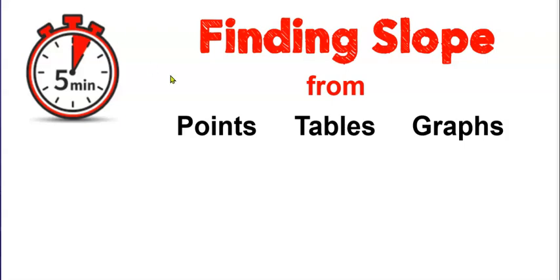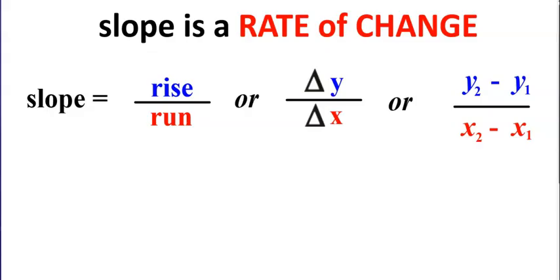Finding slope from points, tables, and graphs. Let's review that slope is a rate of change. It's often referred to as rise over run, or delta y over delta x, change in y divided by the change in x, or y2 minus y1 divided by x2 minus x1.